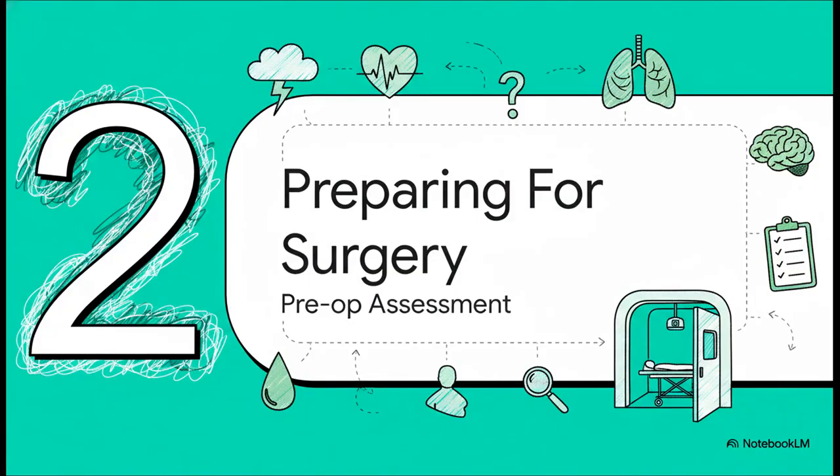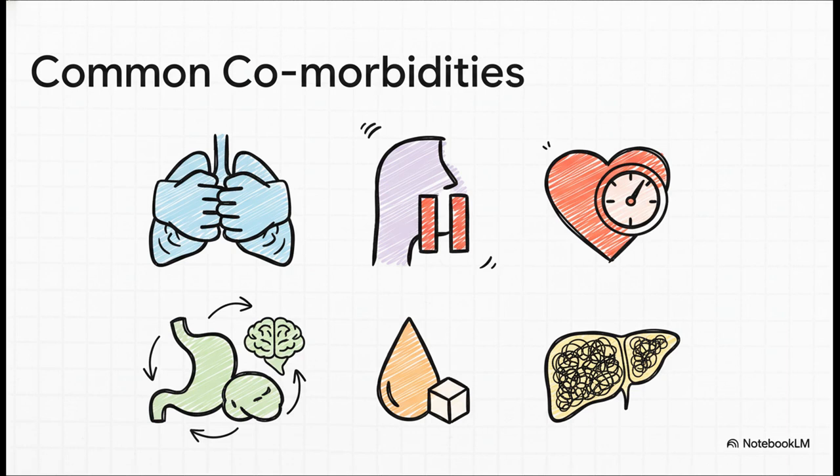Let's move into our next section: getting the patient ready for surgery. This is where we do our detective work, right? We identify and manage all those risks before they even get near an operating theater. A really meticulous preoperative assessment is absolutely vital. We are on the hunt for all the common comorbidities that go hand in hand with obesity. We're talking about serious respiratory issues like obstructive sleep apnea, the strain on the heart from hypertension, and of course, metabolic problems like type 2 diabetes and fatty liver disease.